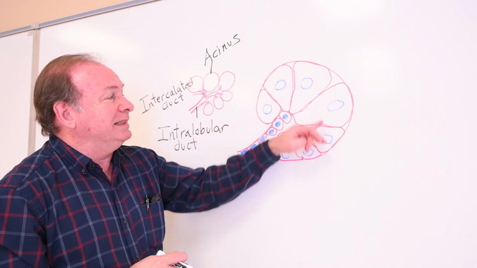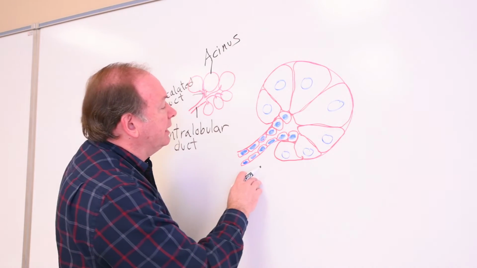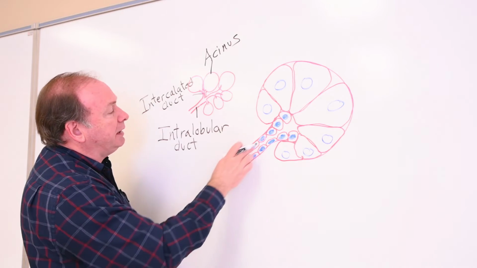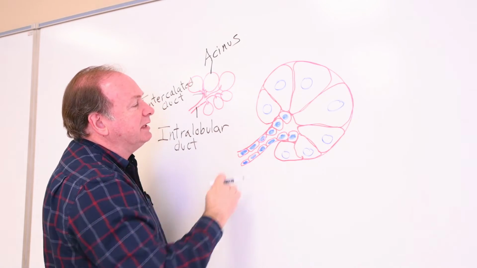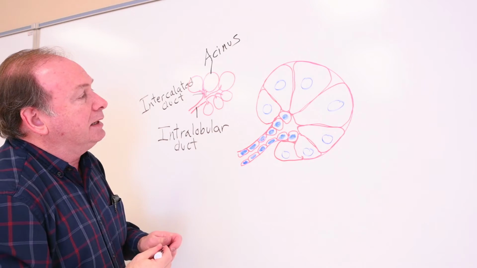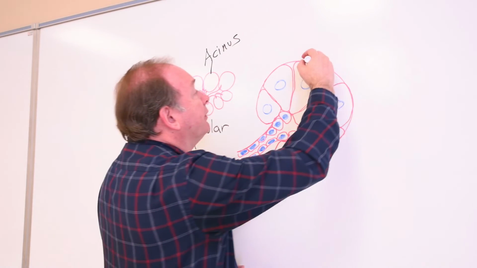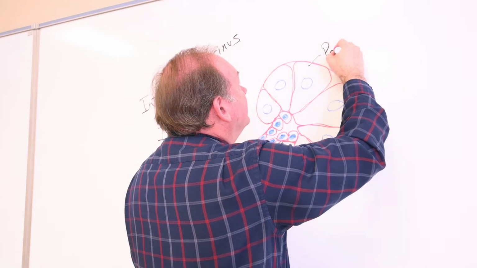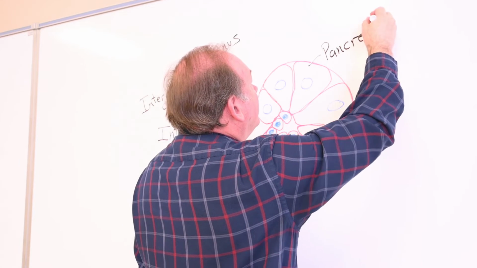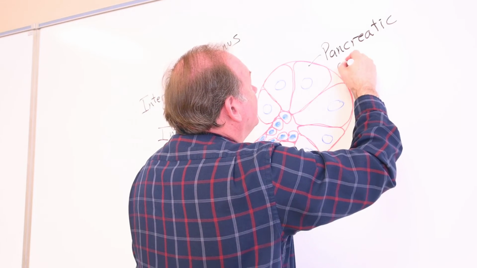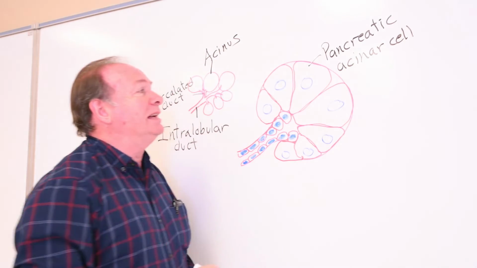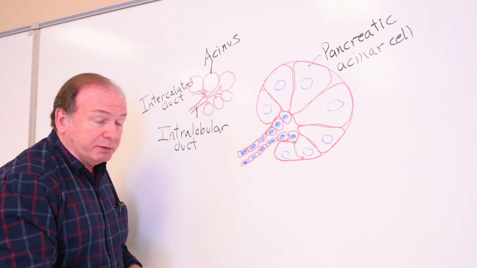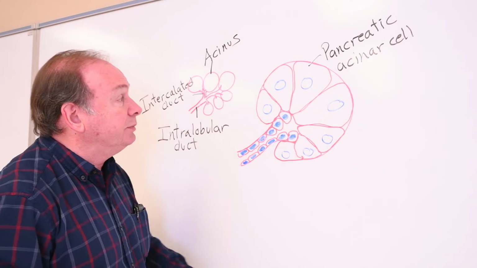A single acinus is shown here with the different cell types. This would be our intercalated duct leading out right here, and these are the main secretory cells of the acinus. This is simply referred to as a pancreatic acinar cell. Pancreatic acinar cell. These are the cells that make those digestive enzymes.